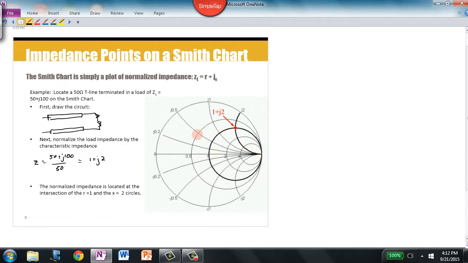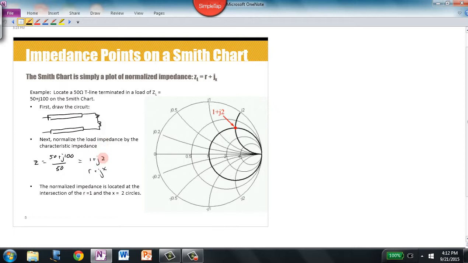The first thing we look for are these circles here, and we find the one corresponding to lowercase r. Remember, this is r plus j lowercase x. In our case, we're looking for r equals 1. So that's this circle here. You can see that I've made that circle darker than the others.